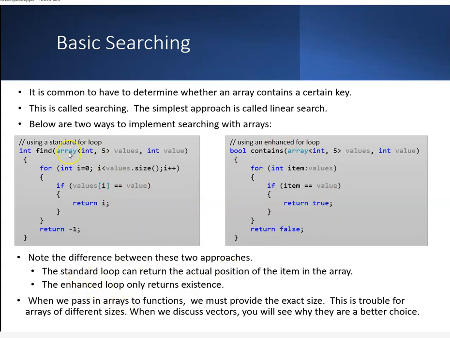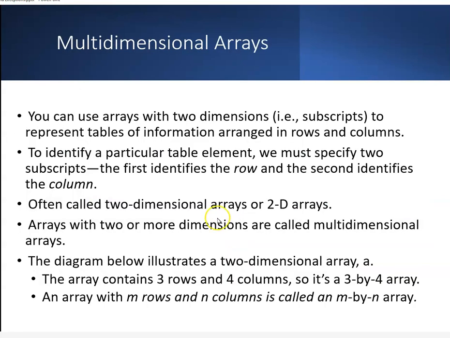The standard loop returns the position of the item. Enhanced only returns existence. When we pass arrays to functions, we must provide the exact size. This is trouble for arrays of different sizes. When we discuss vectors, you will see why vectors are almost always a better choice.